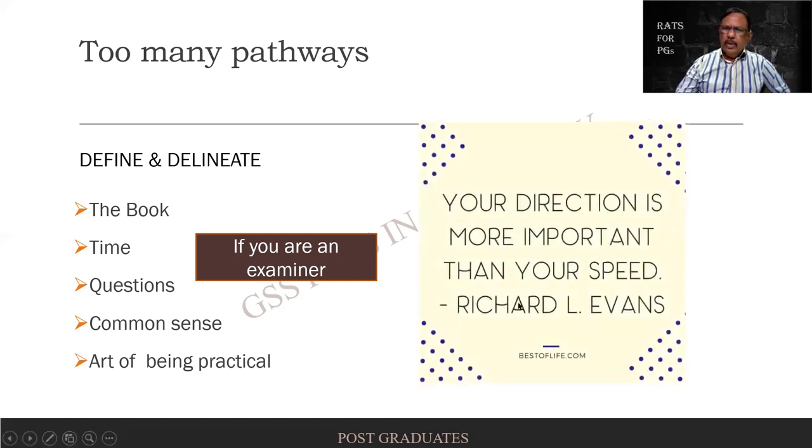So look at this one, a wonderful saying that I managed to pick up. Your direction is more important than your speed. Once you choose the wrong direction, however fast we go, we might not reach the destination. And if you have to come back and then again revert to another area, it is going to consume time, energy, which is not worth it.